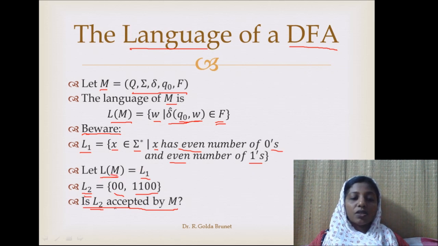The answer is no, because the language L of M is much bigger than this L2. L2 is a subset of L of M. So the members of L2 are accepted by M, but L2 altogether is not the language of M. So is L2 accepted by M? The answer is no. So we have to be careful with this one. L2 is a subset of L of M.